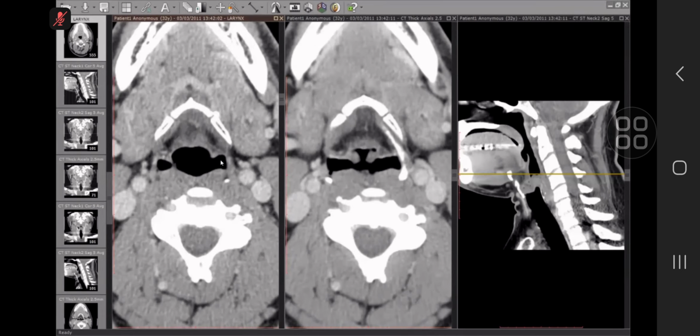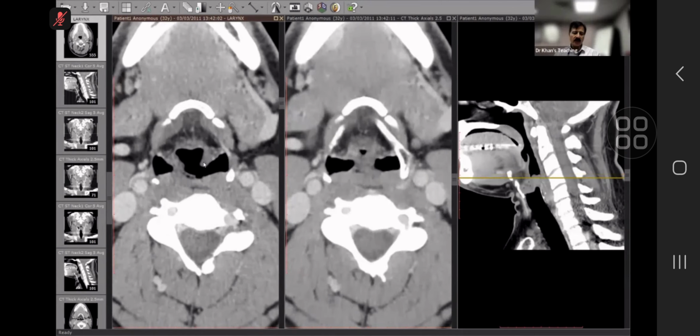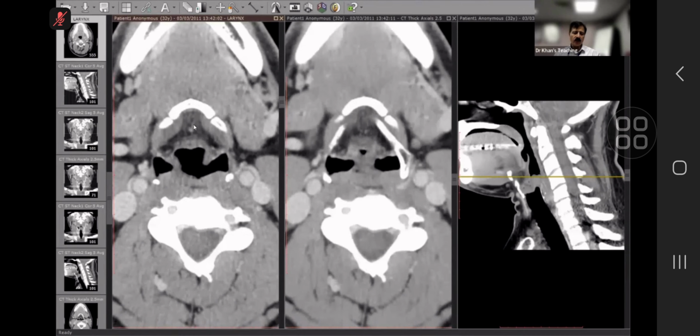Piriform sinus. Okay, excellent. Now, what is this structure? This will be the false cord. Aryepiglottic fold. So this is the piriform sinus. So this is the aryepiglottic fold. And you can see that this is the pre-epiglottic fat, and it is in continuity with the paraglottic fat.